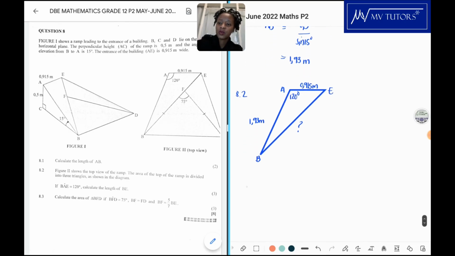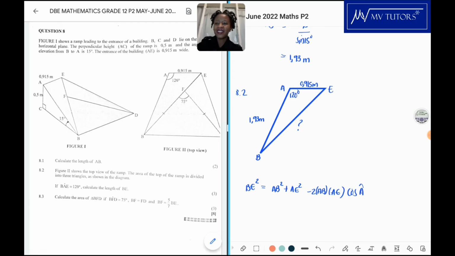What does the cos rule say? Well, BE squared is equal to AB squared plus AE squared minus 2 AB times AE cos A. And then we're just going to plug in everything that we know.